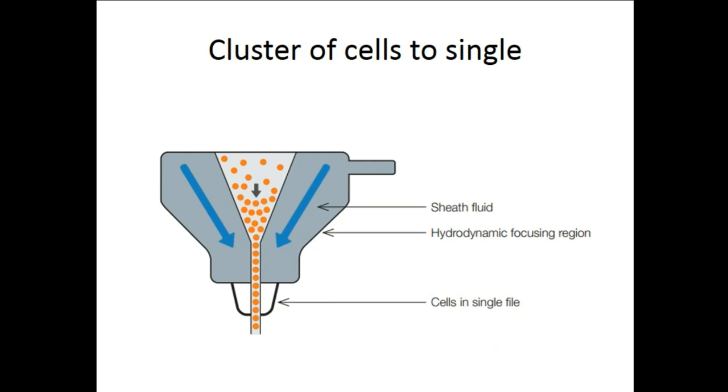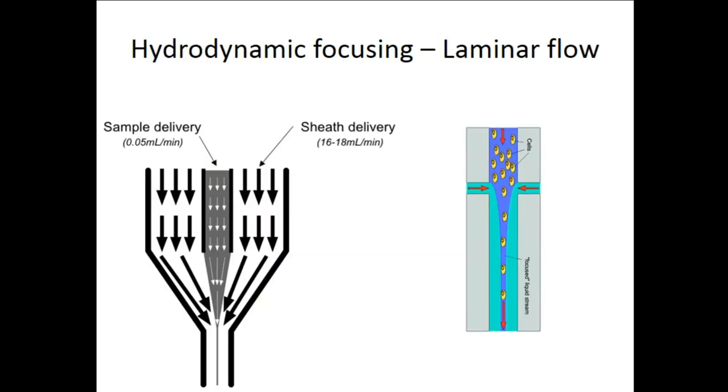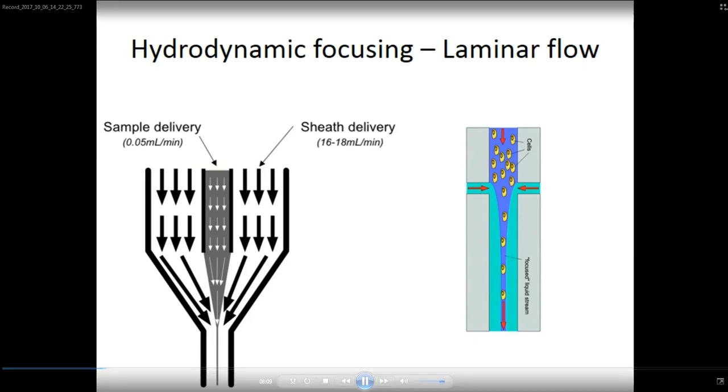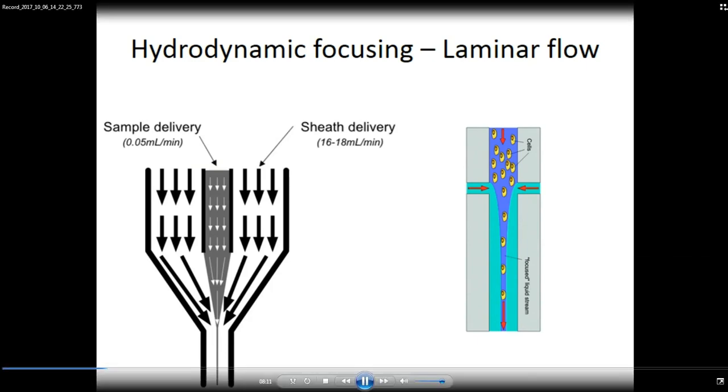So, how do we create this laminar flow or hydrodynamic focusing? It's through the use of sheathed fluid. The sheathed fluid is entered at the same time as the blood sample, but it's entered at a much faster rate. Here you can see the sheathed fluid entry is a lot faster, between 16 to 18 mils per minute, whereas the blood sample is only added at 0.05 mils per minute.